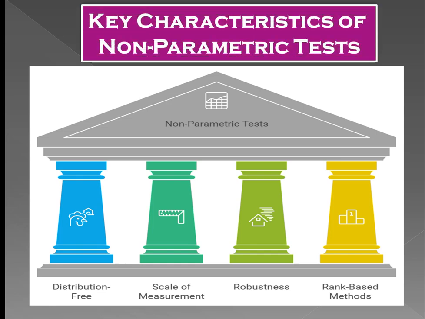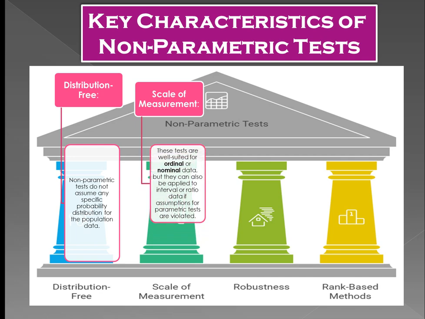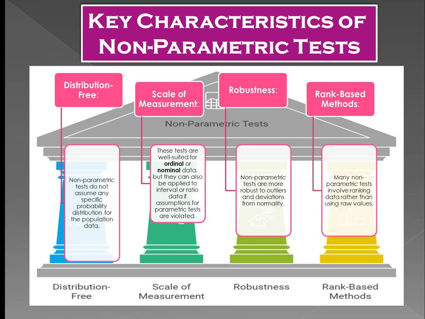Key characteristics of non-parametric tests. 1. Distribution-free. Non-parametric tests do not assume any specific probability distribution for the population data. 2. Scale of measurement. These tests are well suited for ordinal or nominal data, but they can also be applied to interval or ratio data if assumptions for parametric tests are violated. 3. Robustness. Non-parametric tests are more robust to outliers and deviations from normality. 4. Rank-based methods. Many non-parametric tests involve ranking data rather than using raw values.